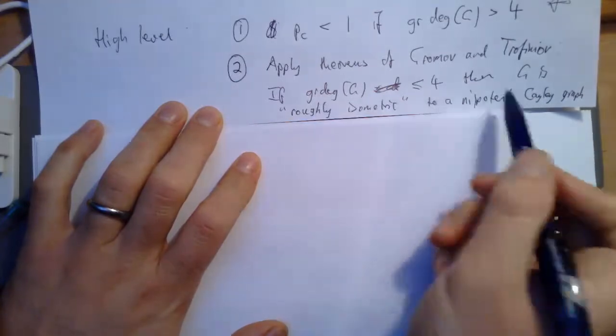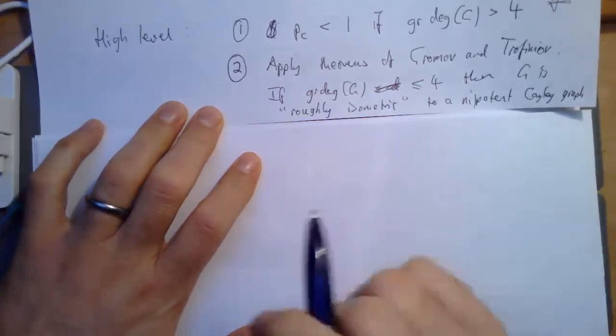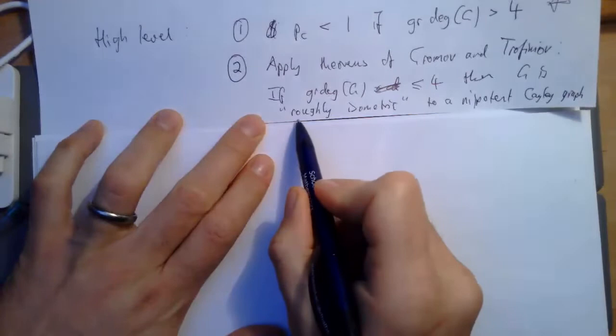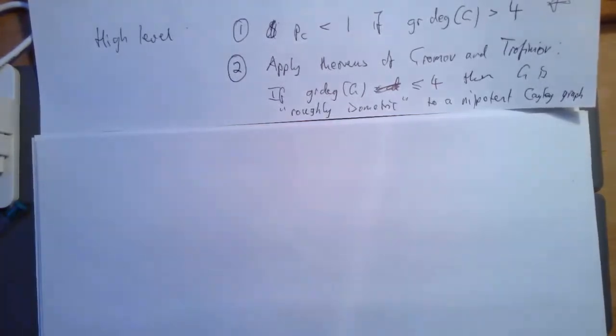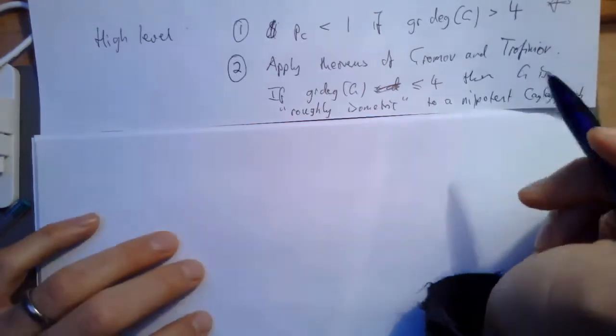So if the growth degree is at most four, then G is roughly isometric to a nilpotent Cayley graph. I won't make precise what roughly isometric means, but let's just say that it means you can approximate the graph by a nilpotent Cayley graph in a way that's good enough that it preserves the property of having p_c less than one.